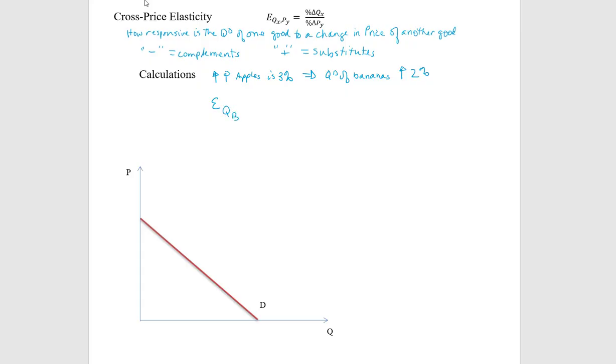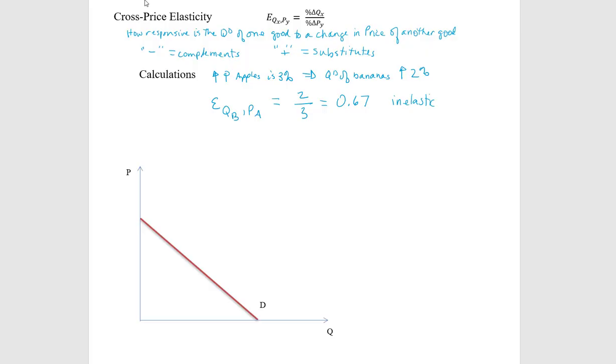It's the quantity of bananas, price of apples. Right? We're talking about what happens to bananas when apples change price. So we've got 2% over 3%, or 0.67. It's not elastic, but it's more responsive than some of the other things that we were looking at at this point. This means that there are some folks that are just going to continue to eat apples and not shift over to bananas.